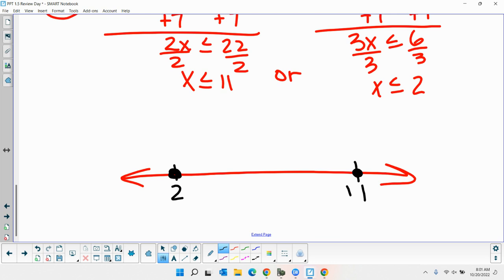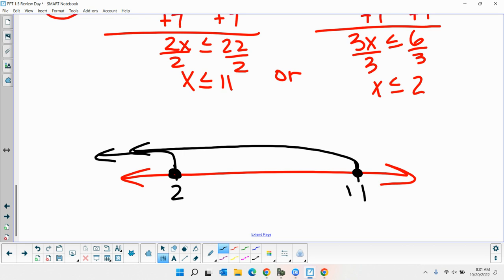All right, so less than or equal to 11 is this way. Less than or equal to 2 is this way. When I put those together, what is it? From the 11 to the left forever, right? Since if I had written "and" in between them, then I would have just gone from the 2 to the 11. Okay? That makes sense? So, just pay attention to those little details, ands and ors. Okay?